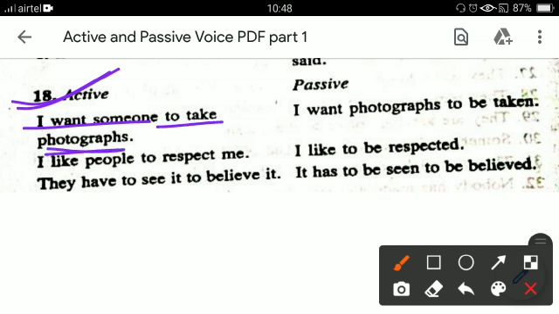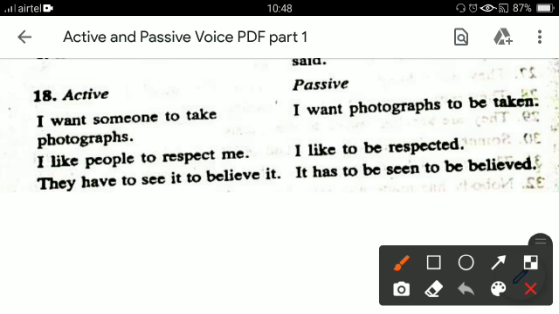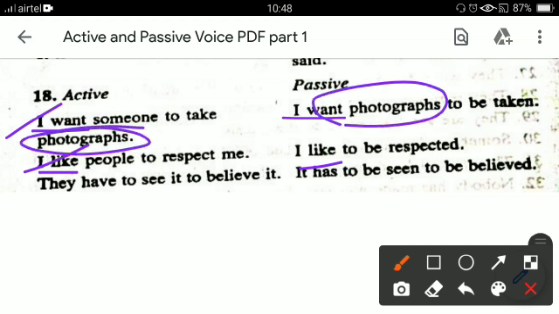Here you find someone is also an object and photographs is also an object, but someone is not so important because the main thing is about photographs. So I will keep I want as it is. I want, I like will also be kept as it is. Okay, so let me talk about these two sentences first. I want, I like is kept there. Then you find the object photographs. The photographs will be taken here, and to take becomes to be taken.